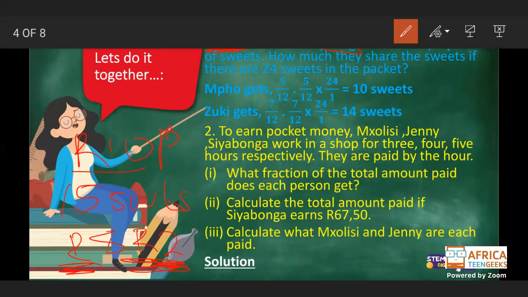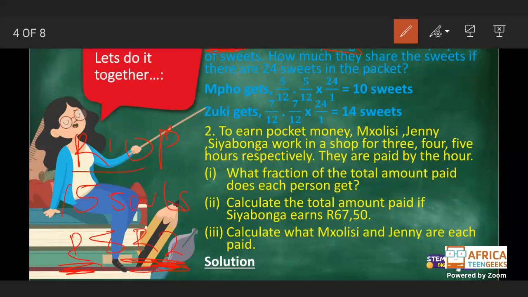Obviously the person who contributed the most will receive more sweets, right? You contributed 8 rand and your friend contributed 2 rand. So will you get half? You can't get half because you didn't contribute the same money. You must get the sweets according to what you contributed. So let's work with this example first before we go to Mpo and Zuki.